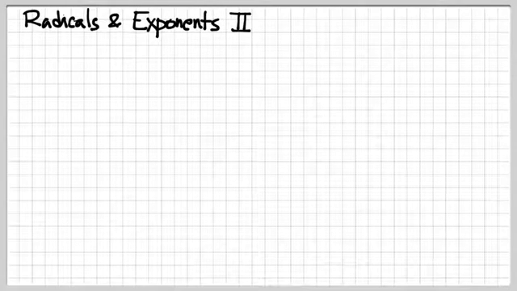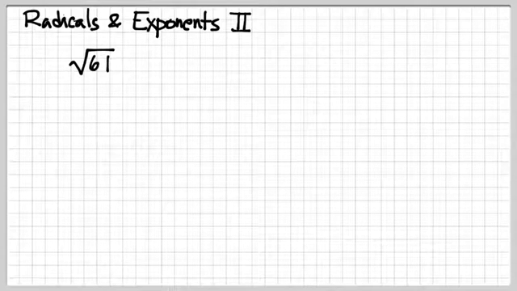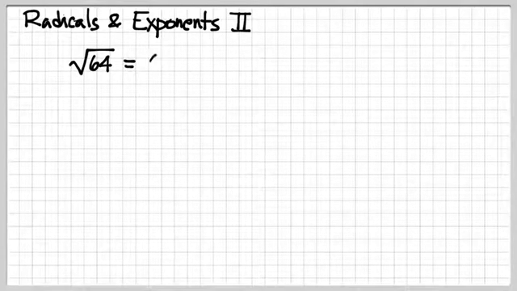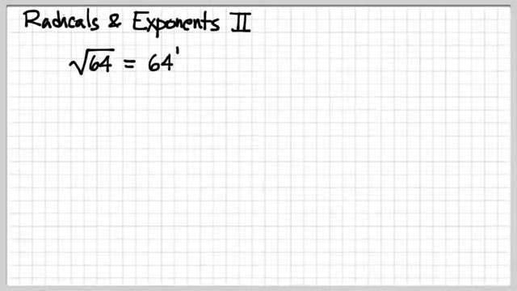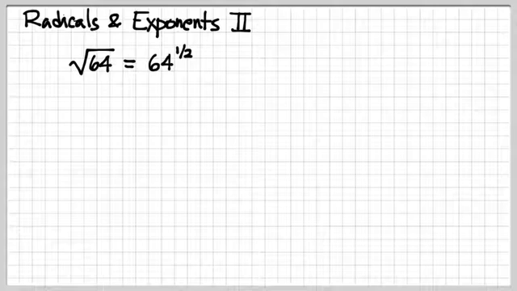We've already seen how to take a simple root, like the square root of 64, and rewrite it as a power, 64 to the power 1/2. And we also know, based on our understanding of what a square root is, that the square root of 64 is equal to 8. So let's take this up one more level.